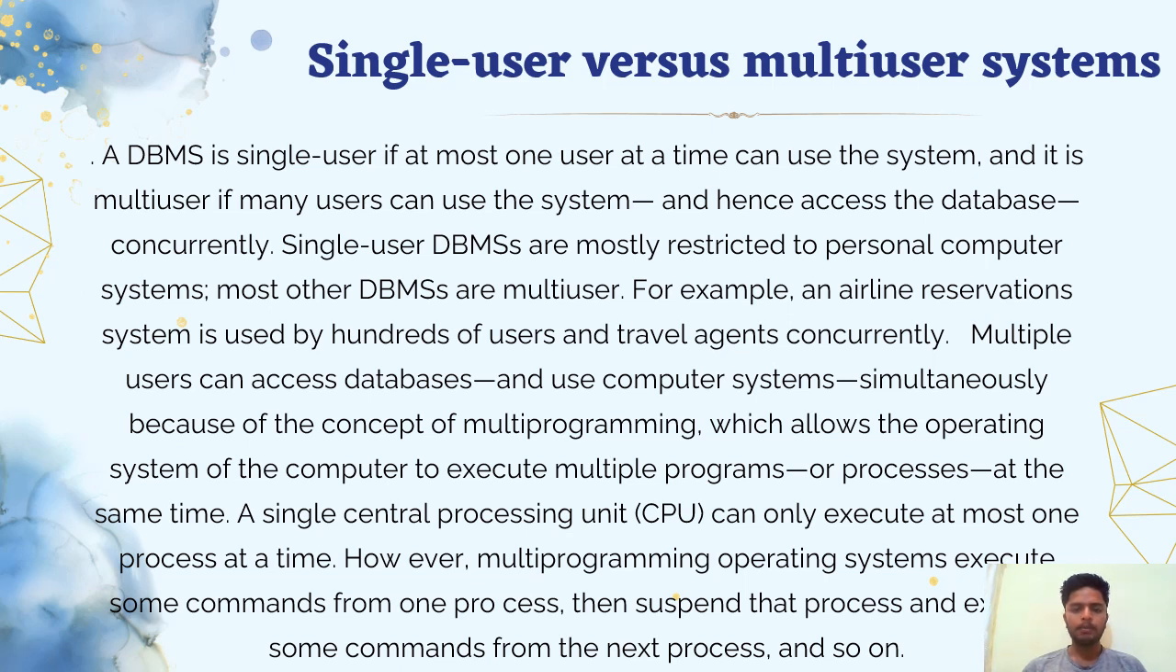Multiple users can access databases and use computer systems simultaneously because of the concept of multiprogramming, which allows the operating system of the computer to execute multiple programs or processes at the same time. A single central processing unit can only execute at most one process at a time. However, multiprogramming operating systems execute some commands from one process, then suspend that process and execute some commands from the next process, and so on.